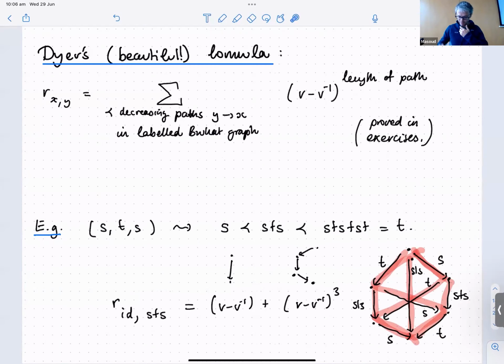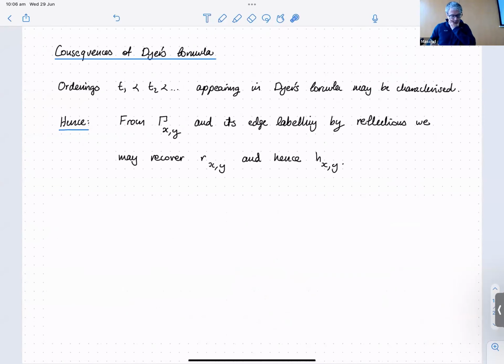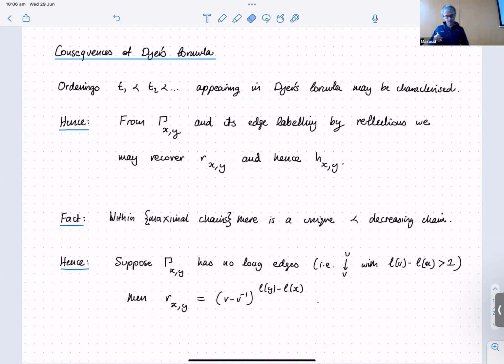Okay, I really love this formula. So, consequences of Dyer's formula. These orderings that show up might look kind of arbitrary, but they're very important in Lie theory. They're called convex orderings. I'll discuss them briefly in a second, but I'm just saying the obvious. If we know the Bruhat graph and the edge labelings, we can recover the Kazhdan-Lusztig polynomial.